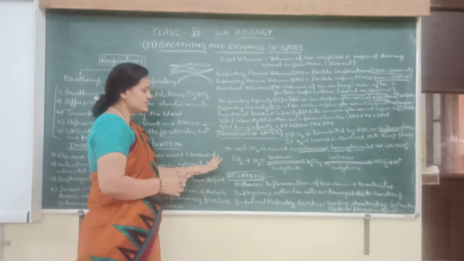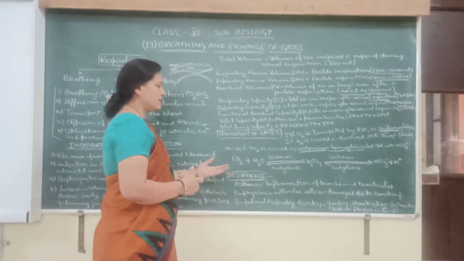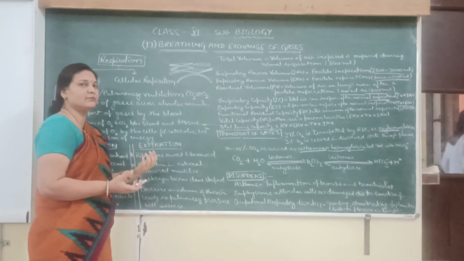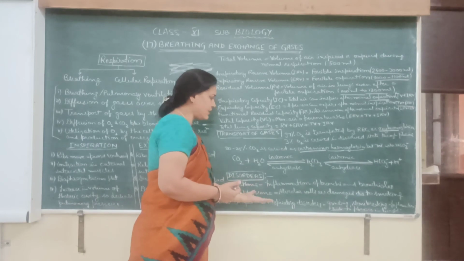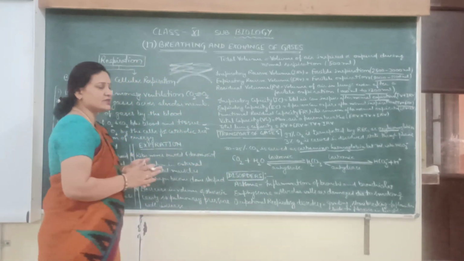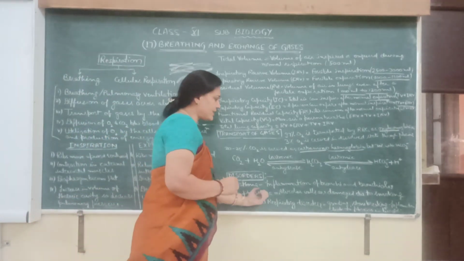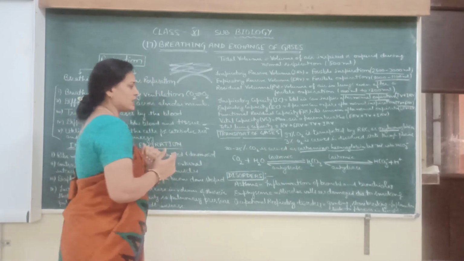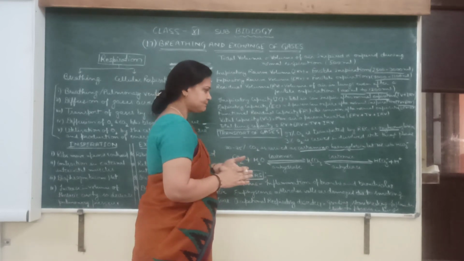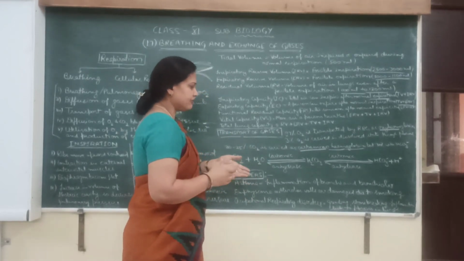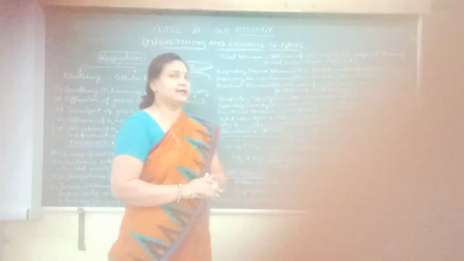Now the last portion is disorders. What are the disorders? The first is asthma. Asthma is the disease of inflammation of bronchi and bronchioles. Second is emphysema. During emphysema, the alveolar walls are totally damaged due to cigarette smoking. And occupational respiratory disorders are caused by grinding and stone breaking. These are the industries or factories. So in the workers, inflammation leads to fibrosis in lungs. So this is all about the breathing and exchange of gases.